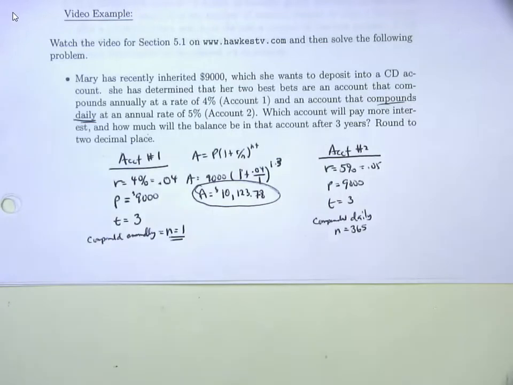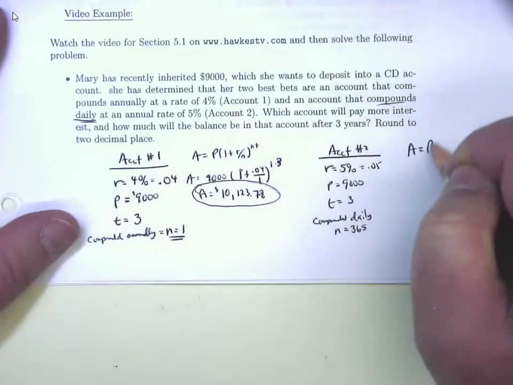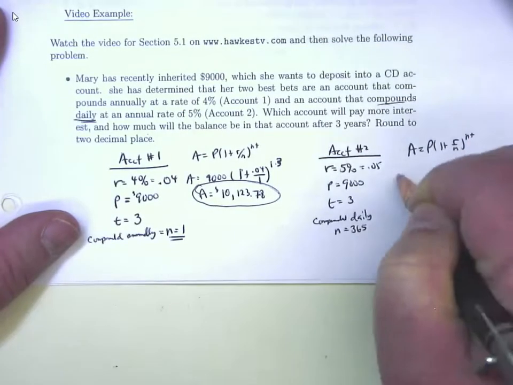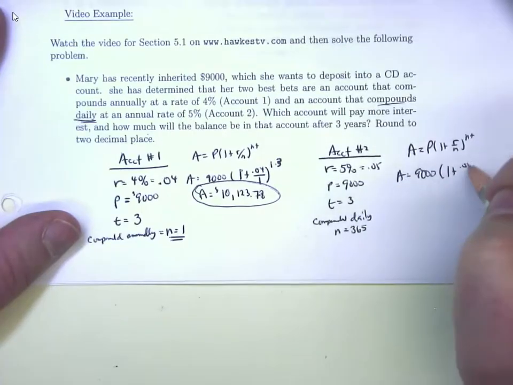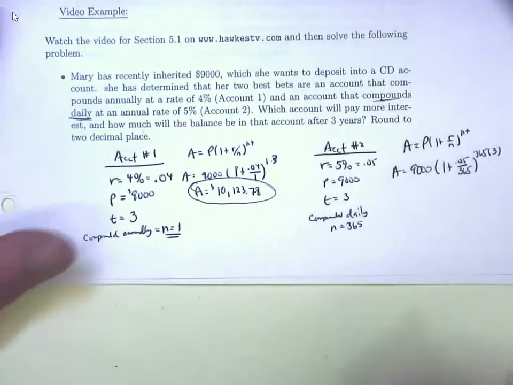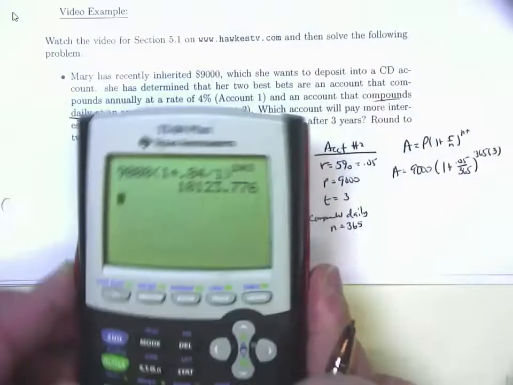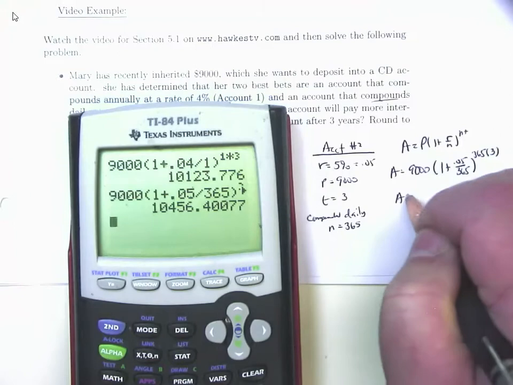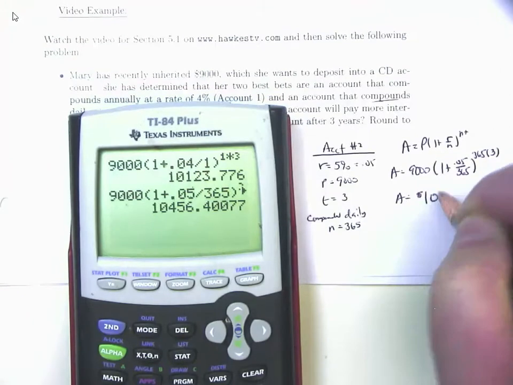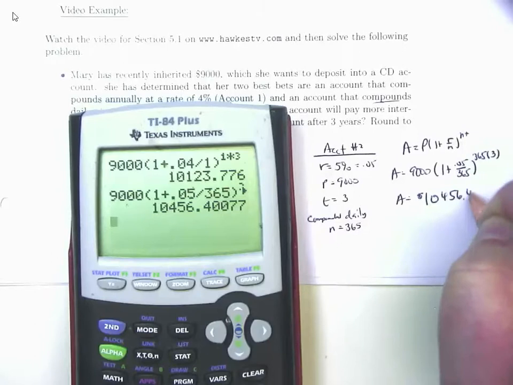Now, compare that to account number 2. Same formula, P times 1 plus R over N raised to the NT. A would equal 9,000 times 1 plus 5%, which is 0.05, divided by 365, raised to the 365 times 3 years. So I'm going to type that into my calculator here. 9,000 times 1 plus 0.05 divided by 365 raised to the 365 times 3 years. And I end up getting $10,456.40.